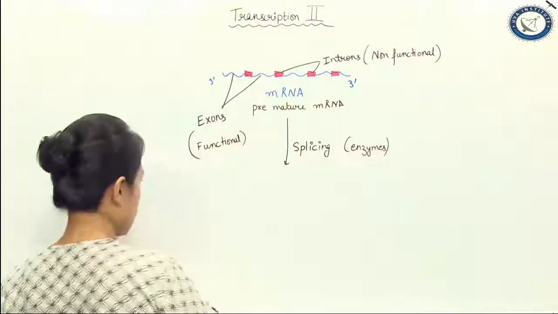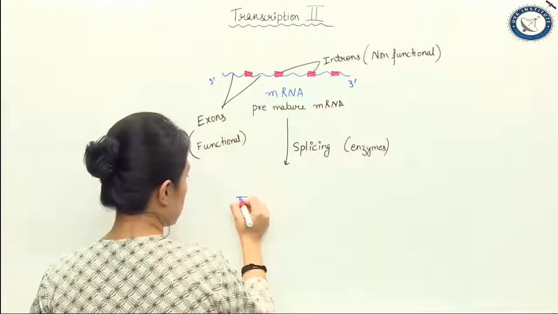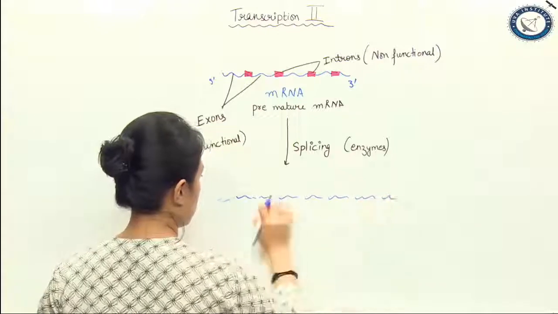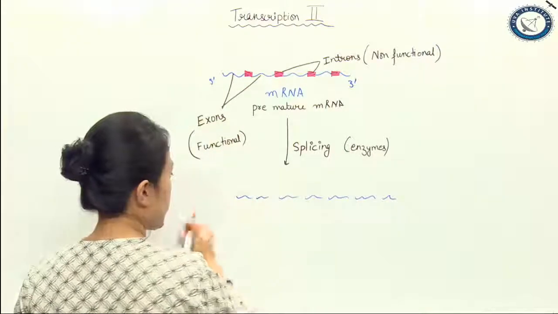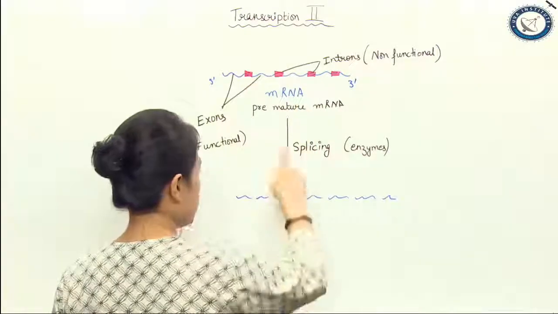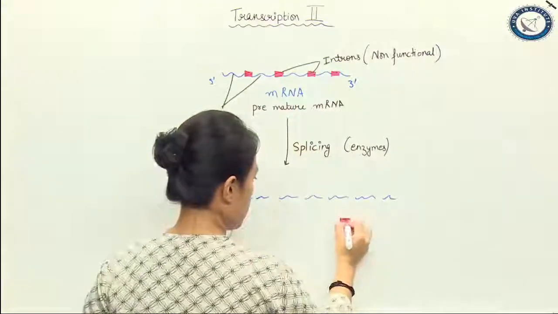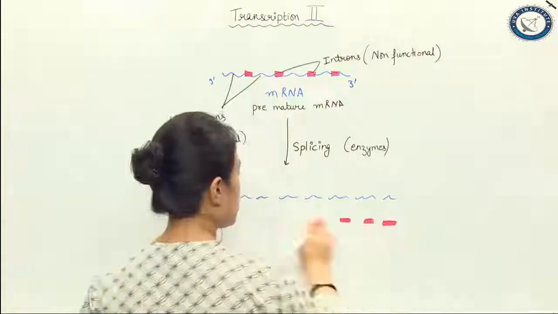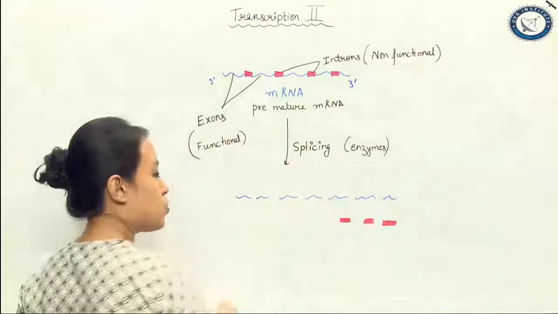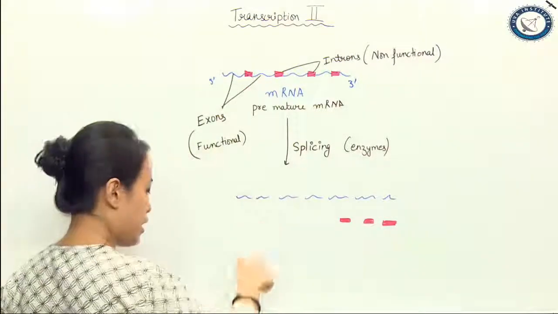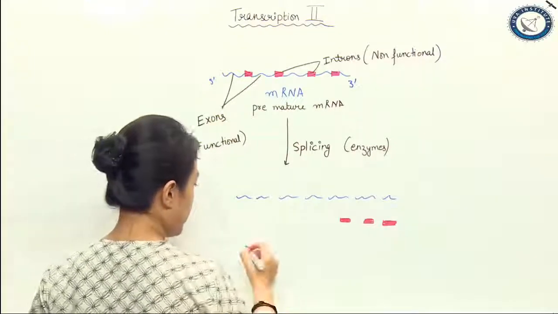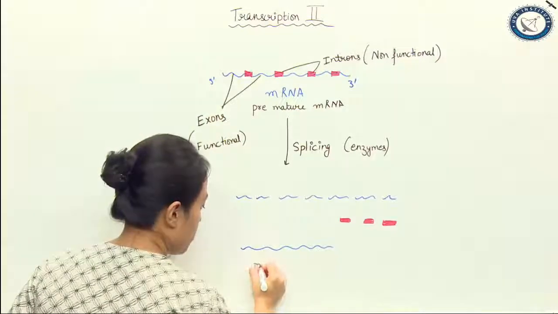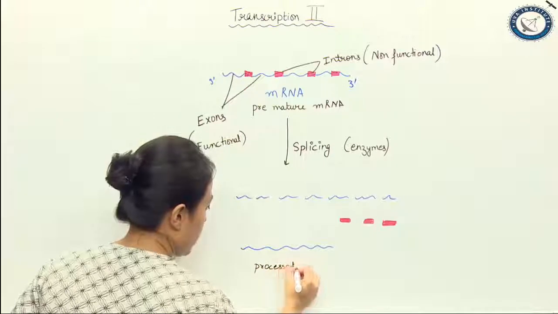So what do I get? This is what I get, and after splicing I will get like this. So what has happened? I have got rid of the intronic regions. So the exons will be joined with the help of again some enzymes, and at the end I will get a final product like this, which is my completely processed mRNA.